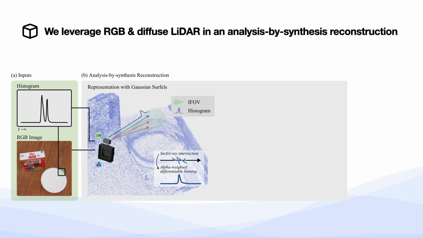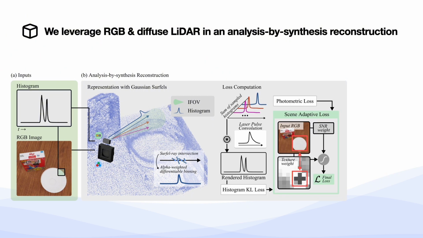We then render or synthesize these measurements using a Gaussian surfel-based representation. We use this Gaussian surfel representation to first sample rays which are used to render an RGB image. Second, we sample rays within each diffuse LiDAR pixel instantaneous field of view. For each sampled ray in each LiDAR pixel, we perform ray-surfel intersection, and then use alpha-weighted differentiable binning to estimate the histogram of the time-encoded depth returns for that ray.